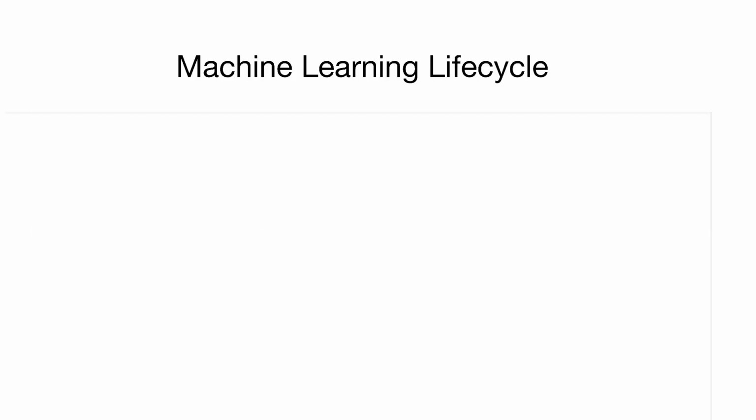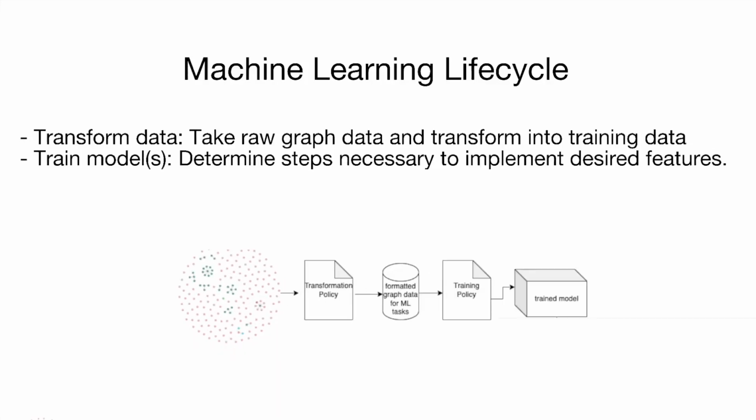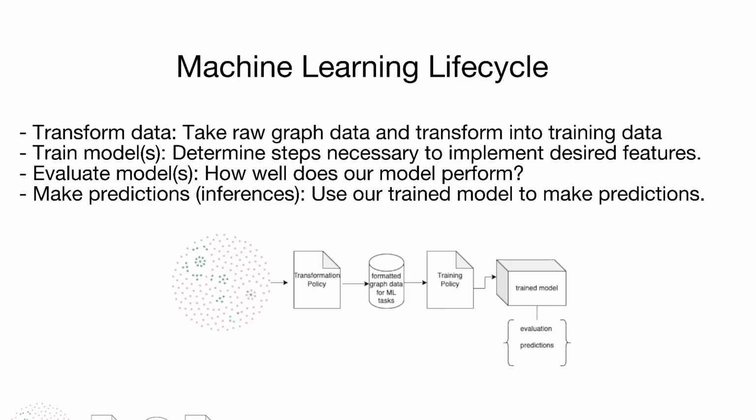It's important to understand the machine learning lifecycle. The first stage is transforming data. We'll take our raw graph data and transform it into a format that can be trained on. We'll then take our newly formatted data and train a model with it. We can then evaluate our model's performance based on its predictions.